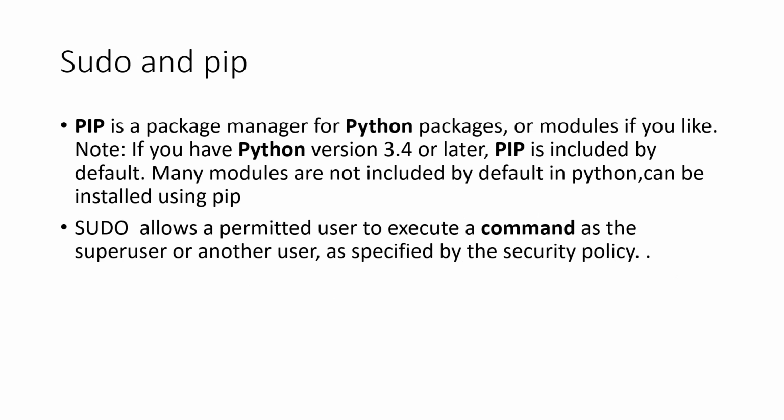Now, let's understand what sudo and pip are. Sudo is a command which allows a user to execute a command as the super user, or another user. And pip is the package manager for Python modules. If you have Python, pip is included by default. Why do you want pip? If you want to install any dependencies for your project, there are many modules which are not available out of the box in Python, so you will have to get them from the internet Python repository. You can always use pip for that.